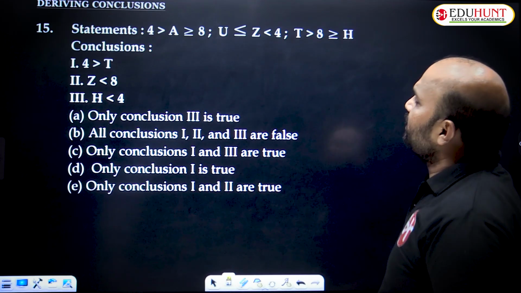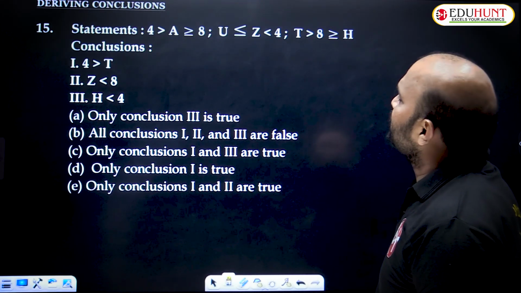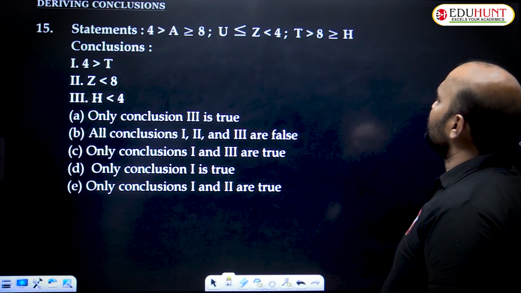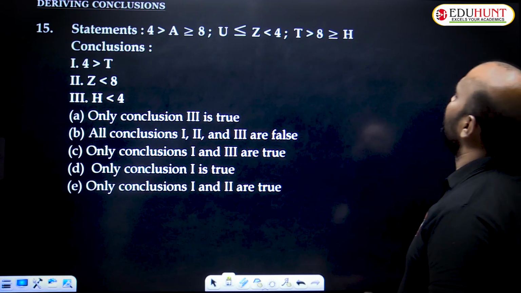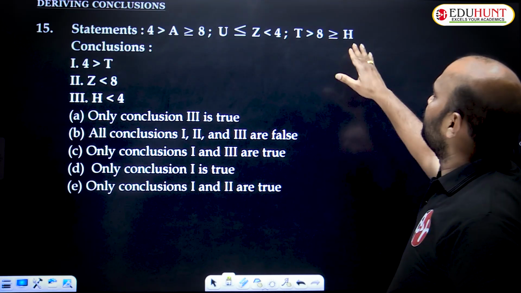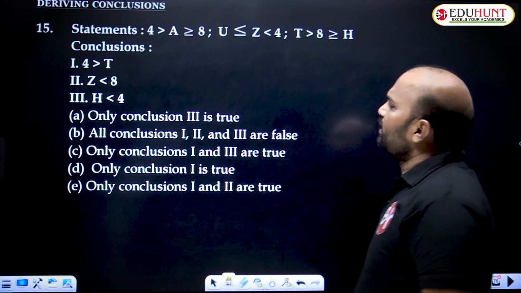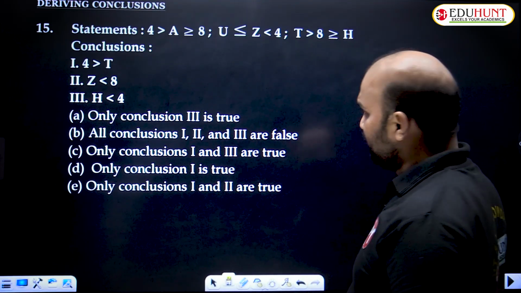So what are the given statements? 4 is greater than A is greater than or equals to 8. Second statement, U is less than or equal to Z, Z is less than 4. Third statement, T is greater than 8, 8 is greater than or equals to H. So three conclusions given. First conclusion, 4 is greater than T. Second conclusion, Z is less than 8. Third one, H is less than 4.